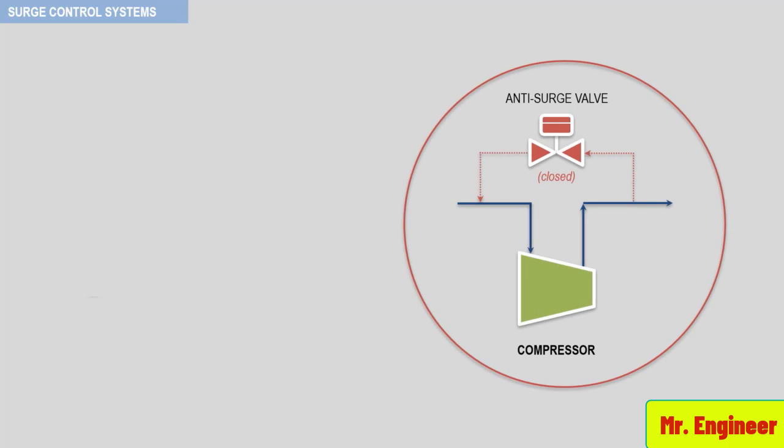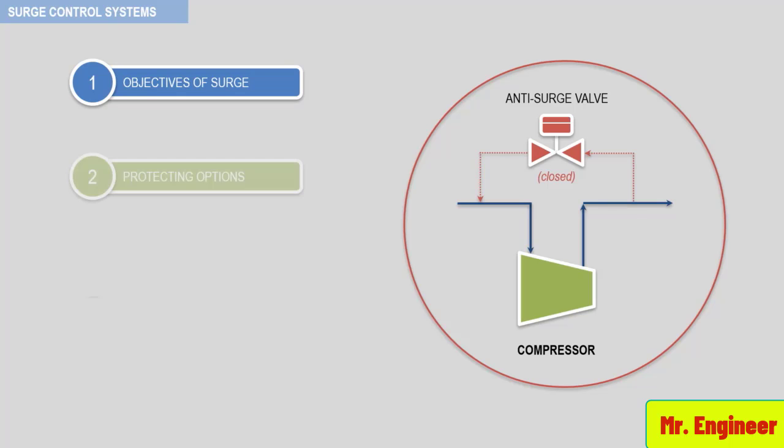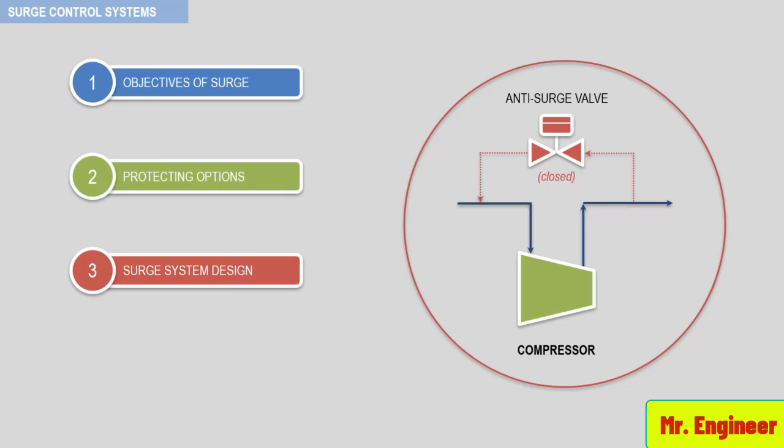After examining the cause of surge in the previous section, we will now devote this section to the system necessary to protect dynamic compressors against surge and corresponding damage. So, in this section, we will define the objective of the surge control system, the available options to protect compressors, surge system design considerations, and finally, a history of surge system types.